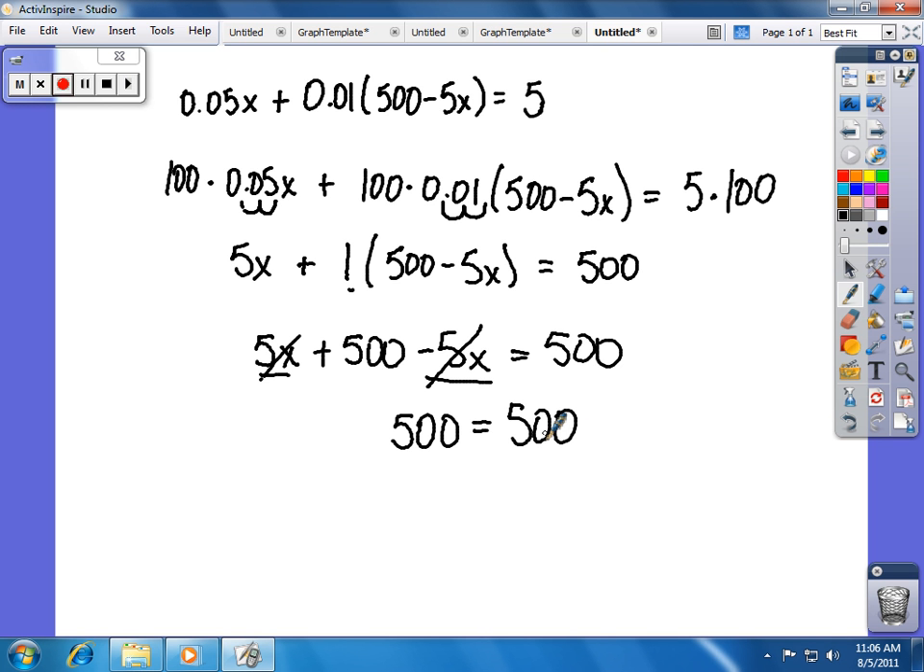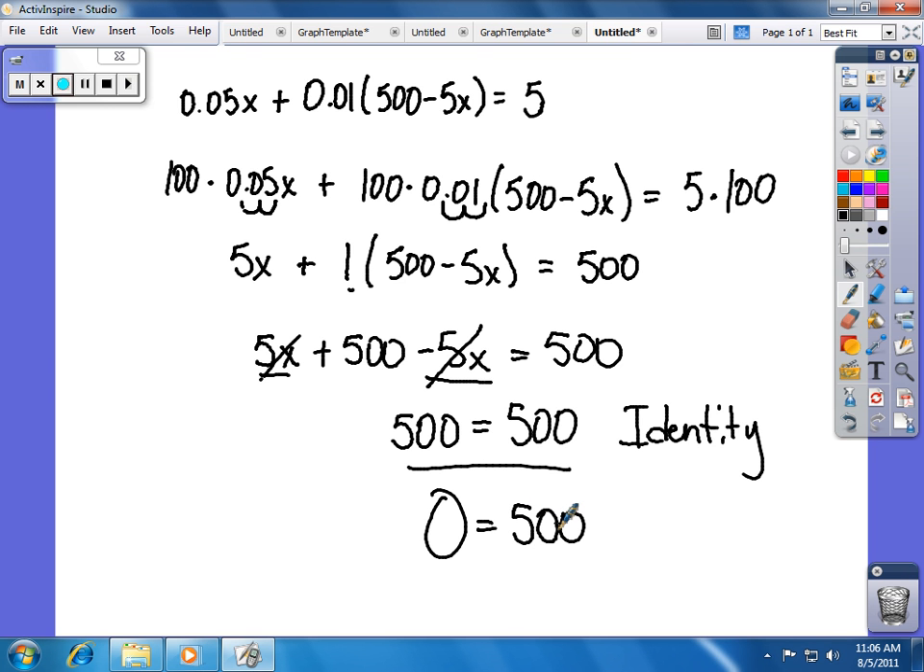If you have a situation like this, you've come across an identity equation. That is when you no longer have a variable, the variables have dropped out, and you're left with a statement that is true. 500 does equal 500. However, if you run into something like this, where the x has dropped out and you're left with two numbers that are not equal, that solution is called a contradiction.